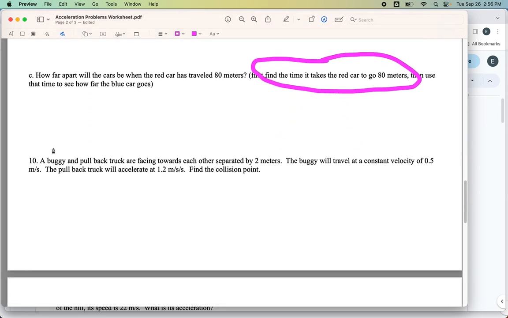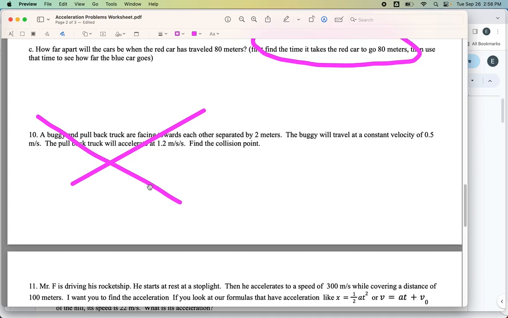The buggy and the pullback truck one, let's just forget about this one for now because we're actually going to do the buggy versus pullback truck in class. So let's skip that one for now.